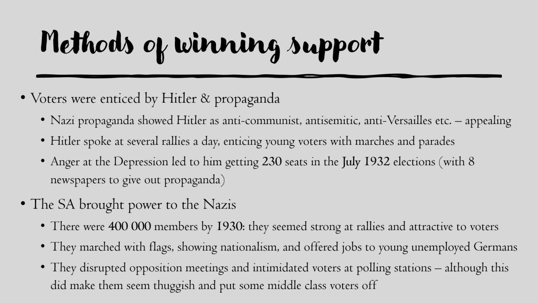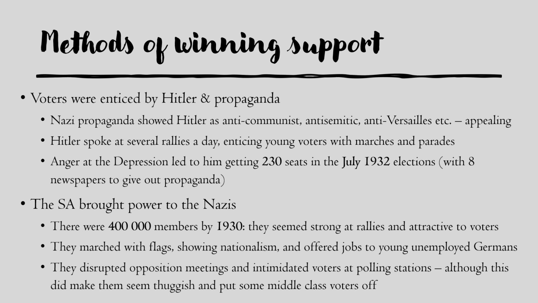They also disrupted opposition meetings. They would go to polling stations and intimidate voters, so they would sort of leer over you, and you'd be more inclined to vote for the Nazis for fear of what they might do if you didn't. There was a consequence to that, because it did put off the middle class voters. They didn't like these thugs coming to polling stations and trying to change voters' minds and intimidate people. So that did have both a positive and a negative effect. But the SA did bring great power to the Nazis.